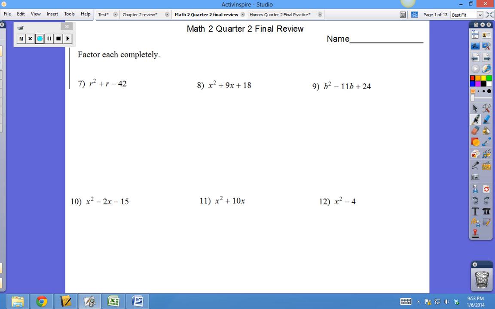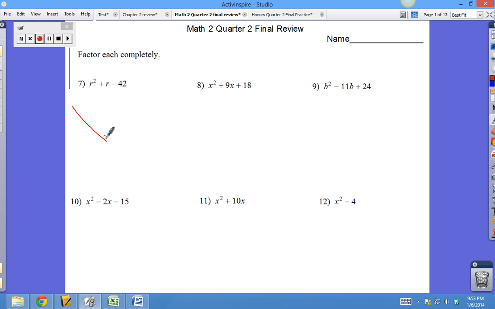So first off, factoring quadratics. Let's look at 7. So r squared plus r minus 42. And we used the template quite a bit. You've got to multiply to get a negative 42, but you add to get the middle. And the middle number is just a 1.